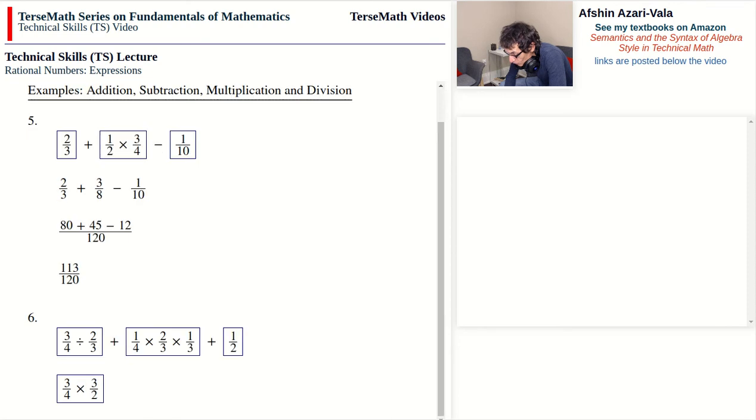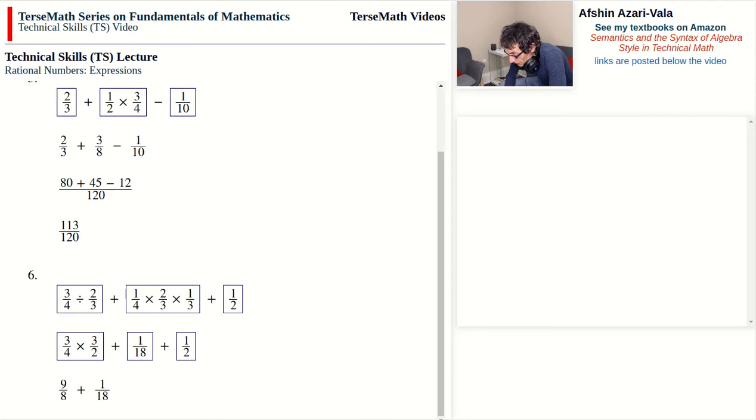With the first one, we switch from division by 2/3 to multiplication by 3/2. With the second one, we can finish this. 2 and 4 reduce to 1 and 2. And we have 2 times 3, 6 times 3, 18. And then plus 1/2. Now we finish this one, nothing reduces, we get 9/8. Then plus 1 over 18, plus 1/2.